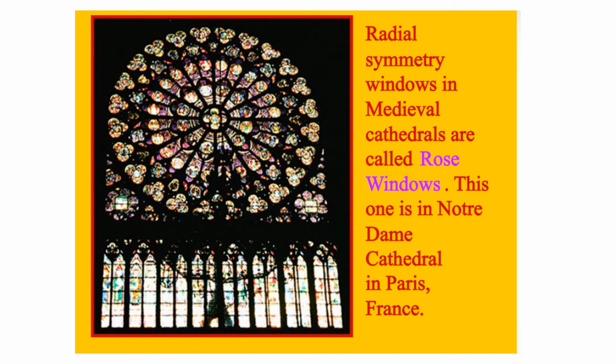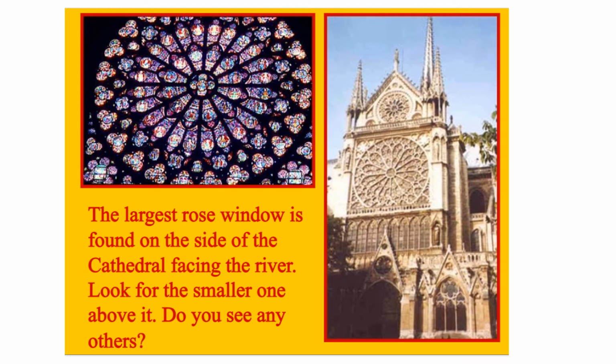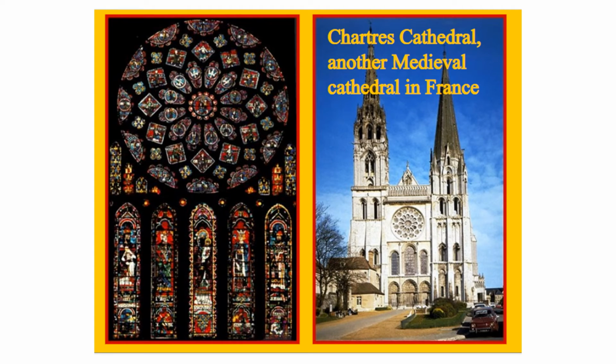Radial symmetry windows in medieval cathedrals are called rose windows. This one is in Notre Dame Cathedral in Paris, France. The largest rose window is found on the side of the cathedral facing the river. Look for the smaller one above it. Do you see any others? Here we have more examples of rose windows from a medieval cathedral in France.